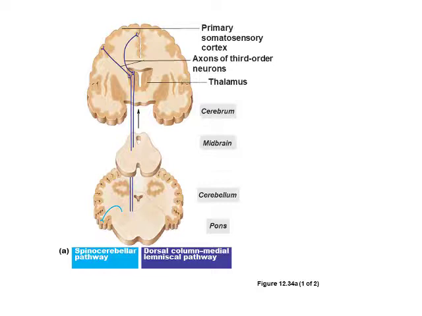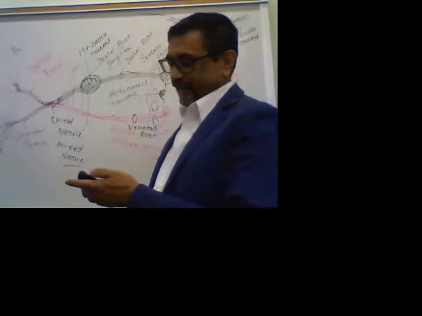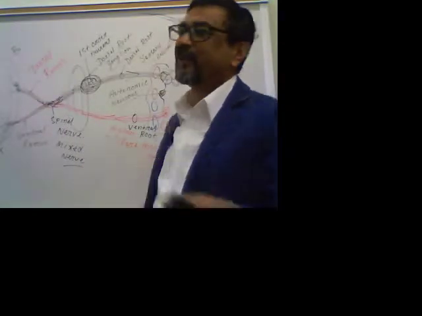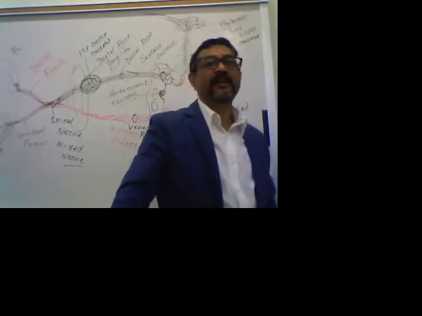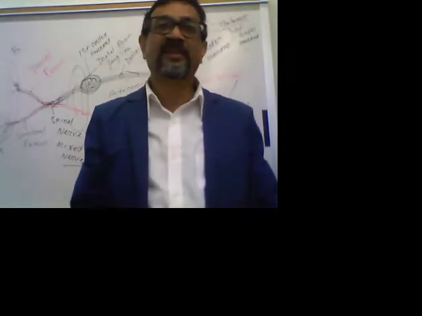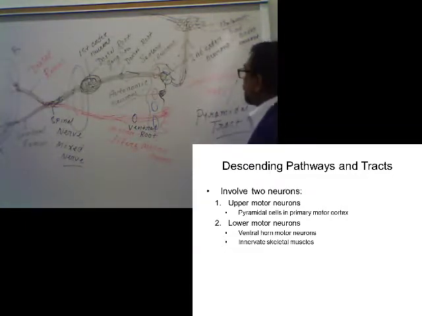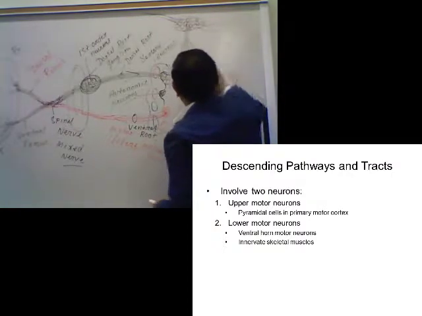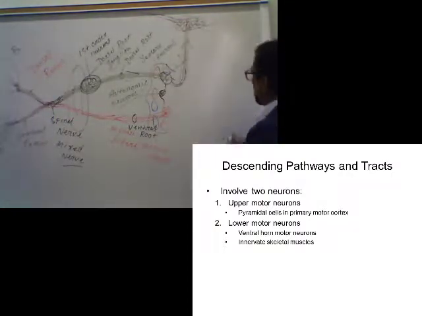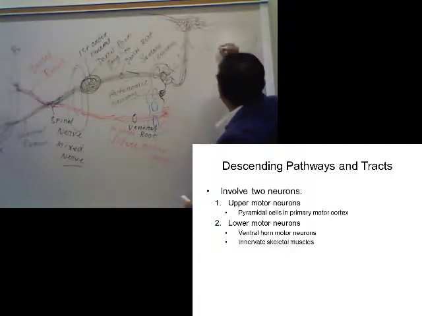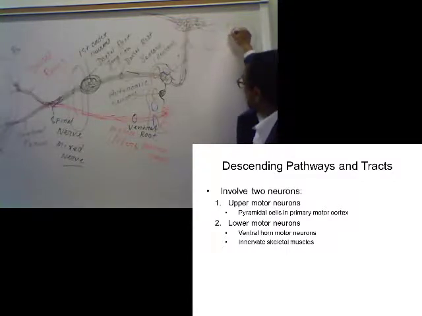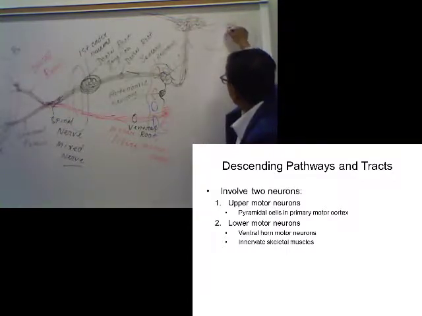Okay. Now, the descending pathway. The descending pathway is easier than sensory. Why? Because the neurons are only in 2 locations. That means 2 sets of neurons, not 3. So let me draw. This is your brain, and this is the primary motor cortex. So these are the upper motor neurons.